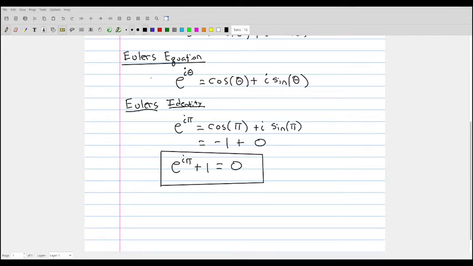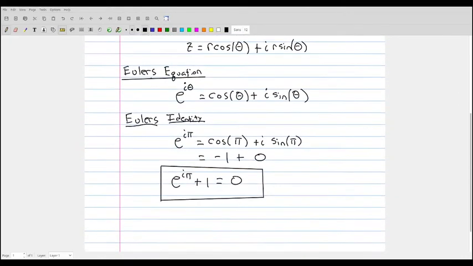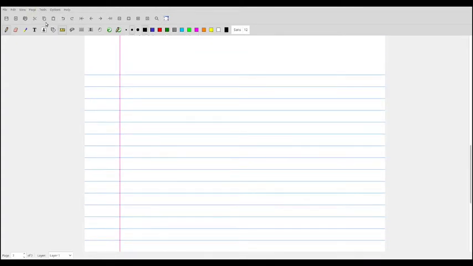But let's see if we can use this to prove and show that certain trig identities hold. And this is something that we'll do a couple different times before the course is done. We'll rely on Euler's equation to show us that certain trig identities hold. So suppose we want to show, say, what the cosine or the sine of the sum of two angles is going to be.